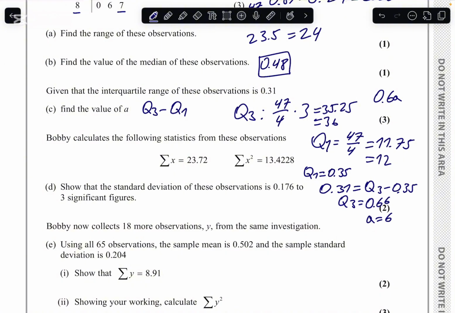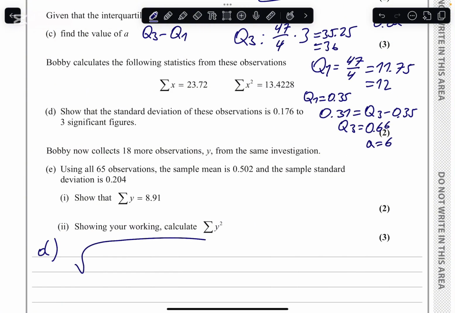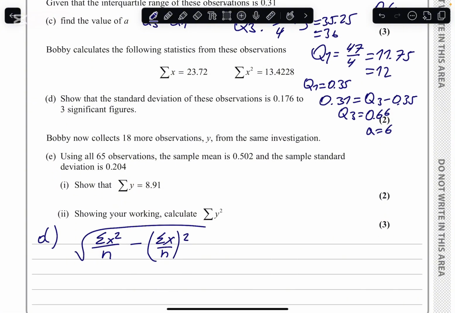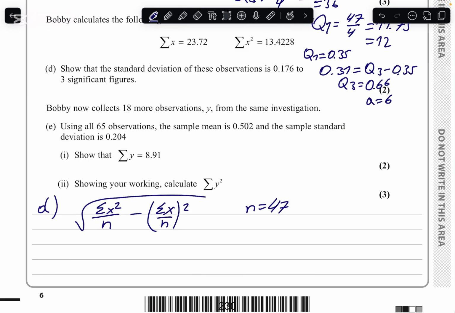In part D, we are told that Bobby calculates the following statistics from these observations. And we need to show that the standard deviation of these observations is 0.176 to 3 significant figures. Standard deviation is given by the root of Σx² over n minus (Σx over n) all squared. n is the number of samples, so in this case n is equal to 47. So now we just plug in the values that we found. So the standard deviation is equal to the root of Σx², which we have here.